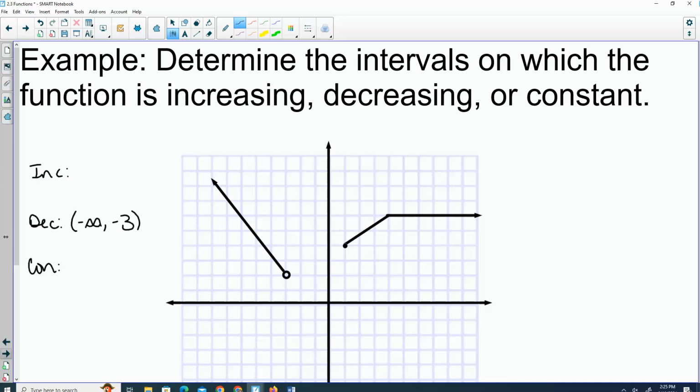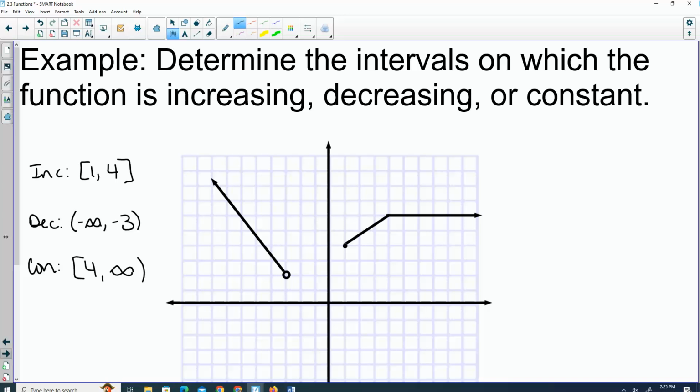Okay, and then my graph picks up at 1, and it is increasing from 1 until 4, and then after 4, it is constant until infinity. Is that good? All right.